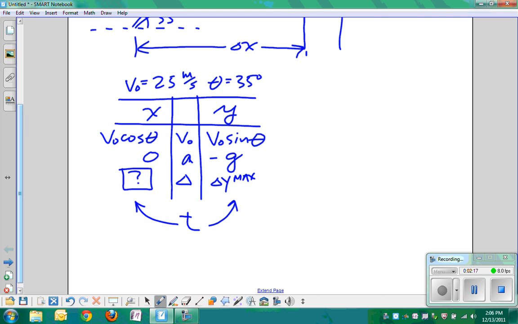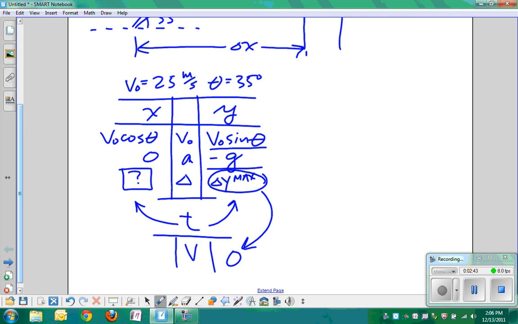All right. So delta Y max actually gives us one little extra bit of information down here, and that is V at the time it hits. That's exactly right. Vy at the time it strikes that building is going to be equal to 0. So now we've got V naught, we've got acceleration, and since our delta Y is delta Y max, we know that Vy is going to be equal to 0. So let's write down what we really have. We've got V naught Y, we've got Vy equal to 0, we've got acceleration as negative G.